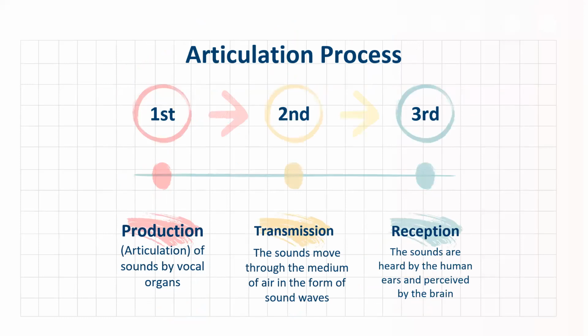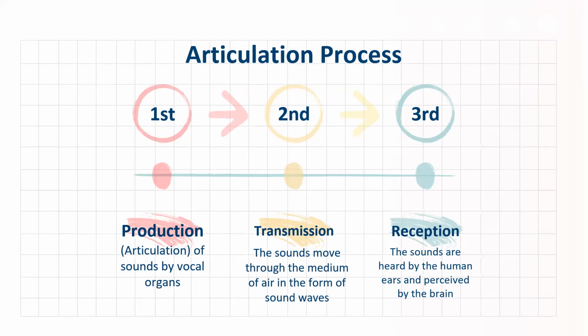Okay, right now we'll be taking the articulation process. I said before that when we say articulation, we mean the process by which we produce sounds. So in the articulation process, when we produce sounds, we have three stages. First, we have the production. Articulation of sounds by vocal organs. Organs معناها الأعضاء, أعضاء الجسم يعني. So first we have the production اللي هو الإنتاج.